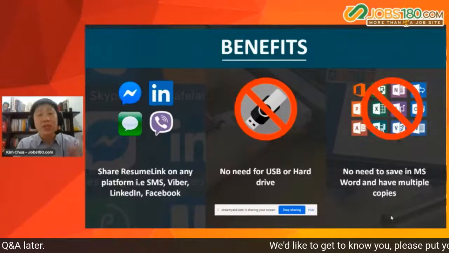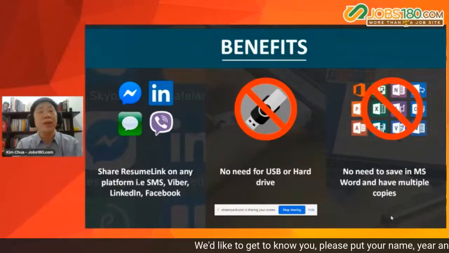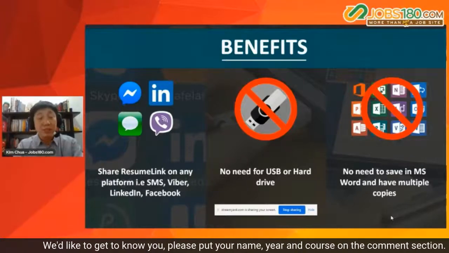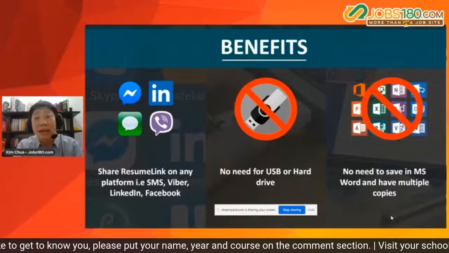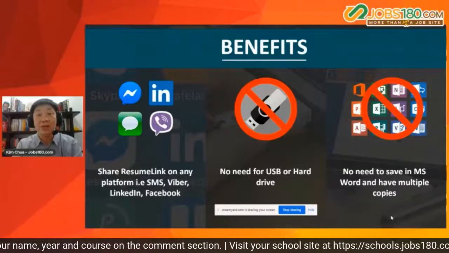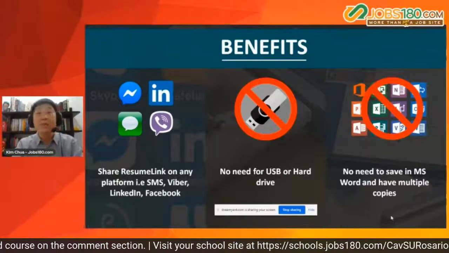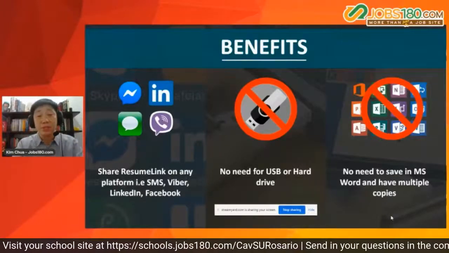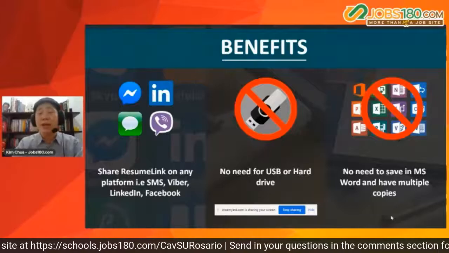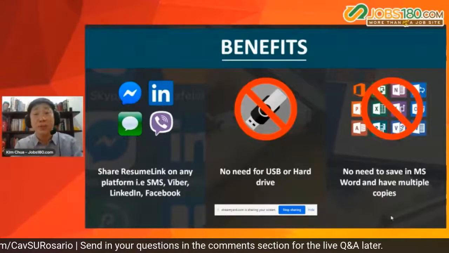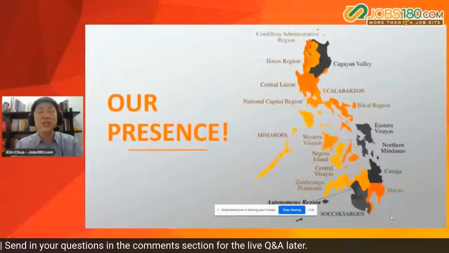Marami pang iba. You can share your resume link to whatever platform you want to share it to. Gusto mo i-text? Gusto mo siya i-private message? Gusto mo i-send via Viber? Kayo bahala. Pwede mo i-share. Basta kayo may control. Ganun lang kasimple. No? Kung hindi mo ito binigay sa kahit kanino, hindi malalaman to nung taong yon. And you don't have to save it to whatever USBs or hard drive. No need na. Wala rin tong mga tipong version na kailangan pang mag-compatible. Walang ganun. Lahat ito compatible. Pwede lahat.